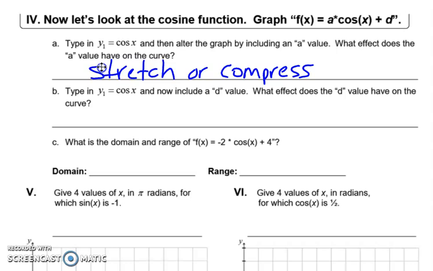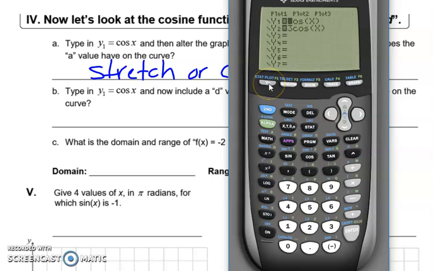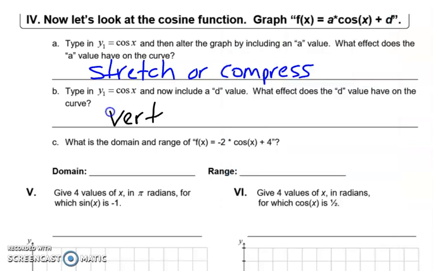D, what do you think the value of D is going to do? So if we go back, let's say cosine x. Let's add 1. Graph it, see what it does. D again does what? Moves everything up 1. So that is still going to be our vertical shift. Plus, it's going to take it up. Minus, it's going to take it down.